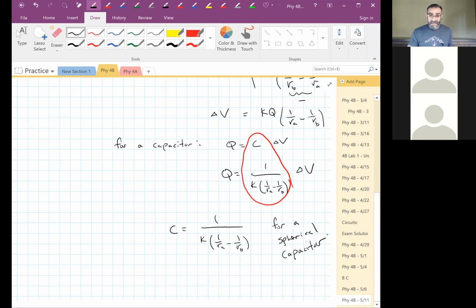Okay, so we did one last time for parallel plate capacitors, and we got that it depended on the surface area and the distance between the plates. Here, we get that it depends on the radii of the two spheres. And if we did cylindrical ones, we would get a similar equation for that.